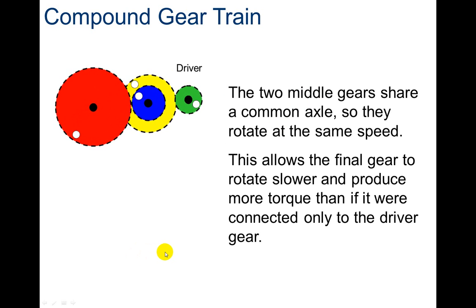All right, so this says it allows the final gear to rotate slower. I keep doing that. For some reason, these examples like to go from right to left. So we're saying that the green one is our driver gear. It's going from a small one to a larger one, and that's why it's going so much slower, and it's going to then increase our torque.